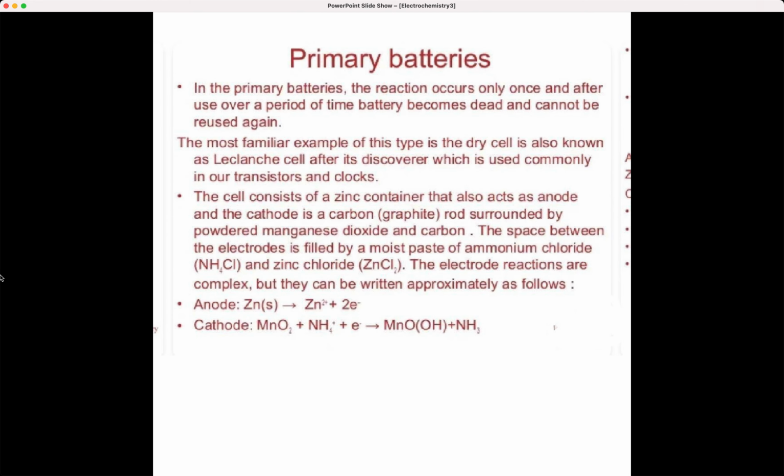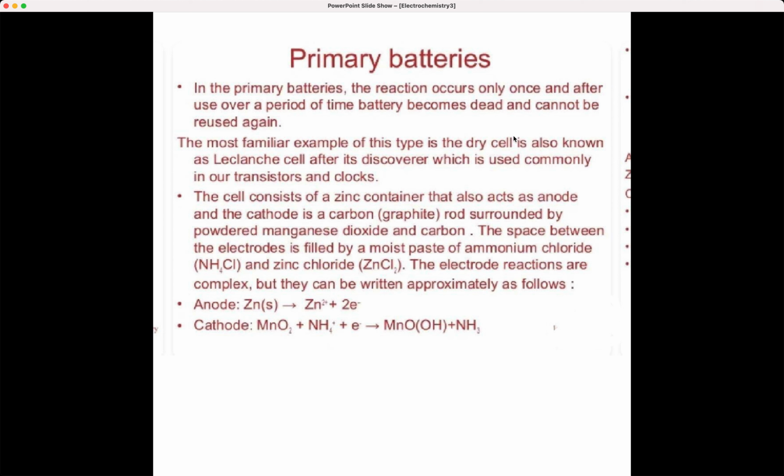Now, what are primary batteries? Different types of batteries are there. In primary batteries, the reaction occurs only once, and if you use it over a period of time, the battery will be dead and you cannot reuse it again. For example, you use this type of battery in a radio, remote control, and so many gadgets nowadays.